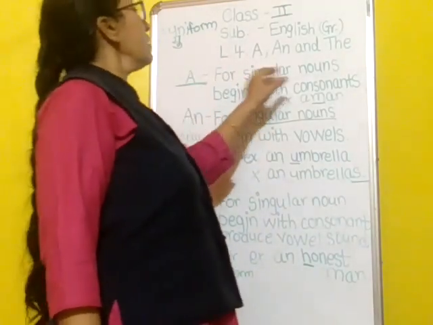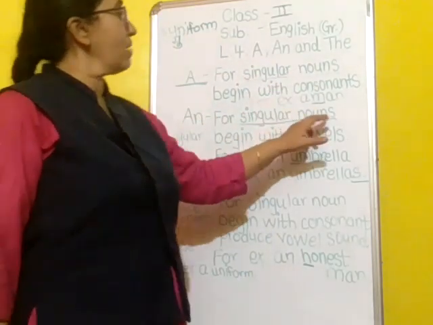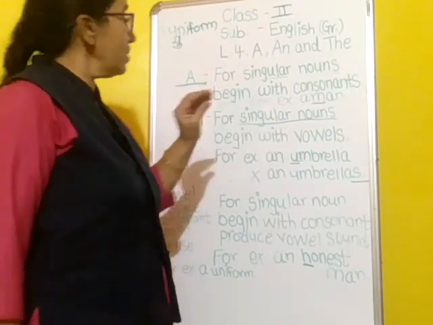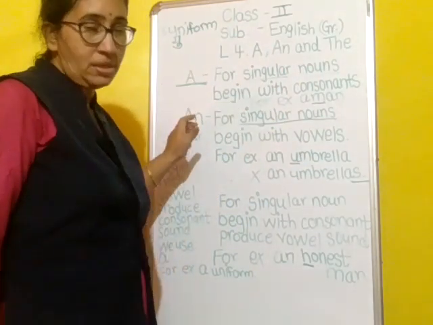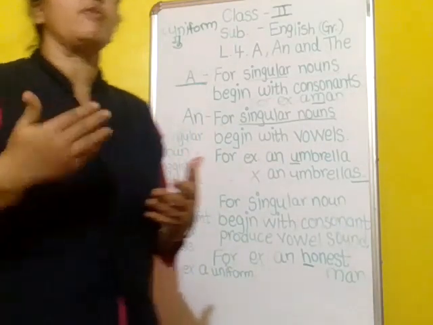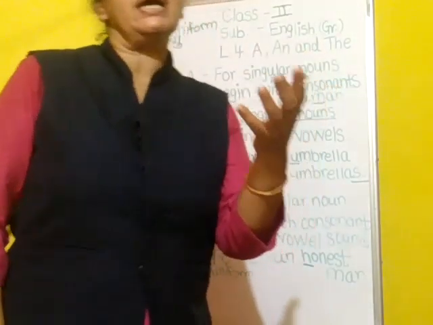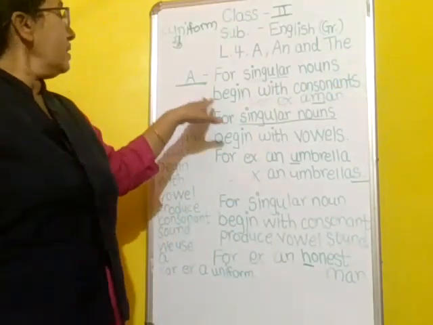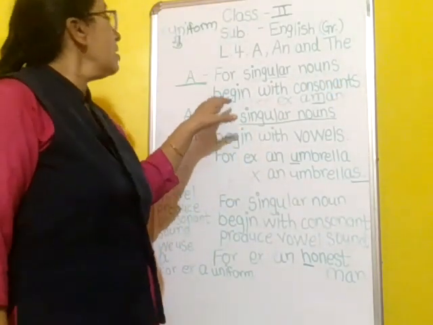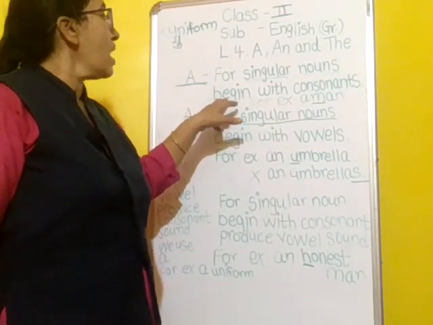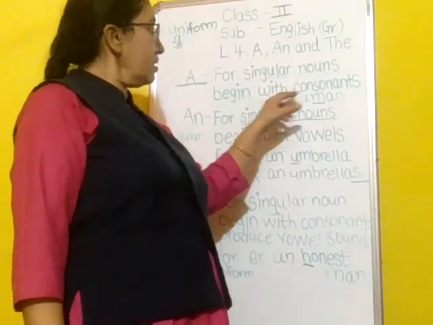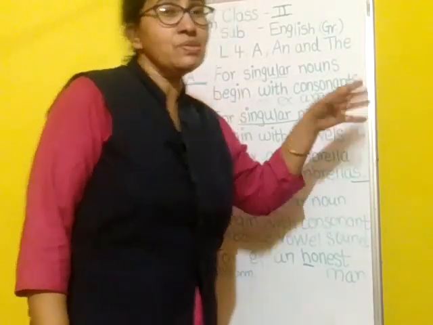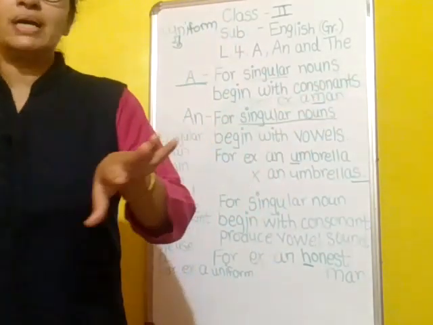See, for singular nouns, this condition remains same in both the articles a and an. Okay, that means in case of singular object only we can use a article and an article, but the next condition is different. In a, the condition is that noun should begin with consonants. Okay, here is the difference. Why we use 2 different articles for singular nouns?